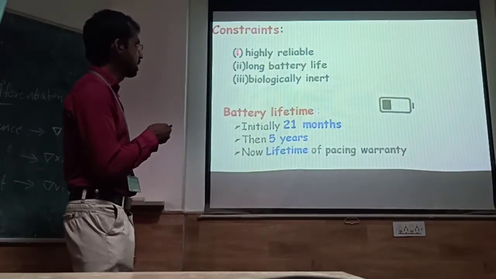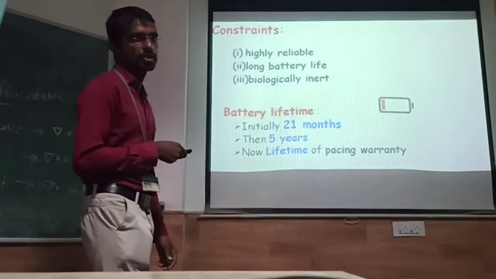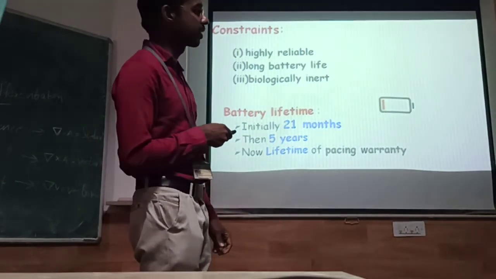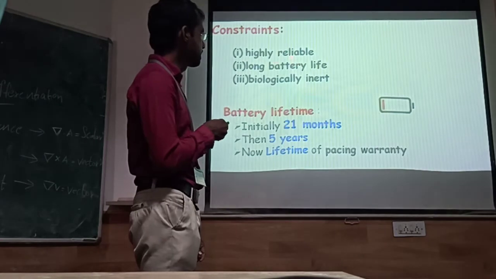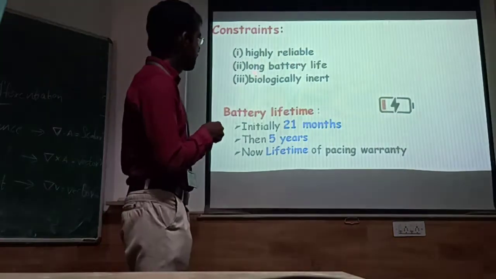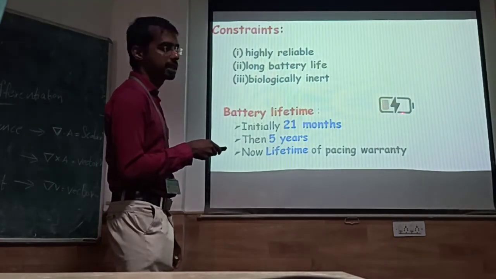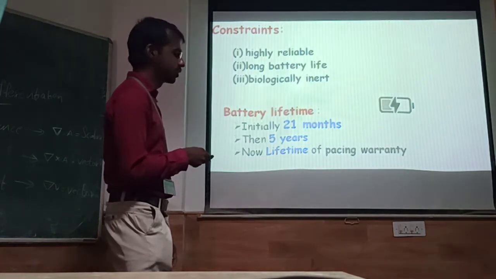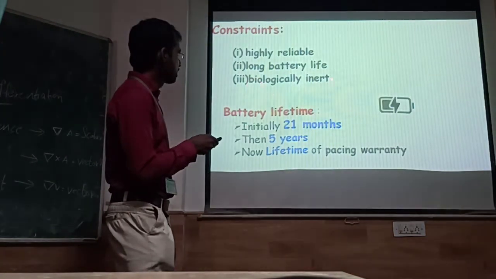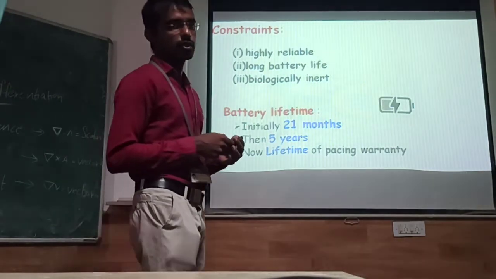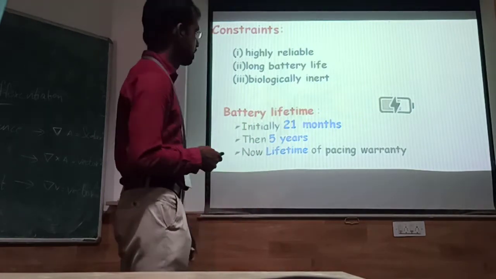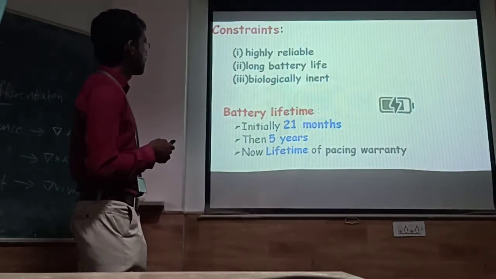So these are the important requirements or constraints of an internal pacemaker. It should be reliable, trustworthy. Once you fix it, you need to forget about it. The second one is it should have a long battery life. Now we have around 15 years of lifetime warranty. Then it should be biologically inert. It should not react and cause any other problems to the person. So that is about the conditions.